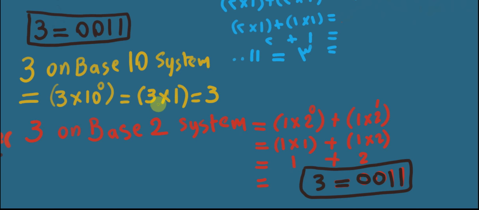In the second place, you raise the 10 to 1. If you raise any number to 1, the number stays the same. So if you raise 10 to 1, it's 10. If you raise 5 to 1, it's 5. So any number raised to 1 is the number itself. In this case, we're raising the 10 because you're in the second place. If this 0 was 1, that means you are in the second column in the base 10 system. So you will know it's 3 times 10, which would equal 30.